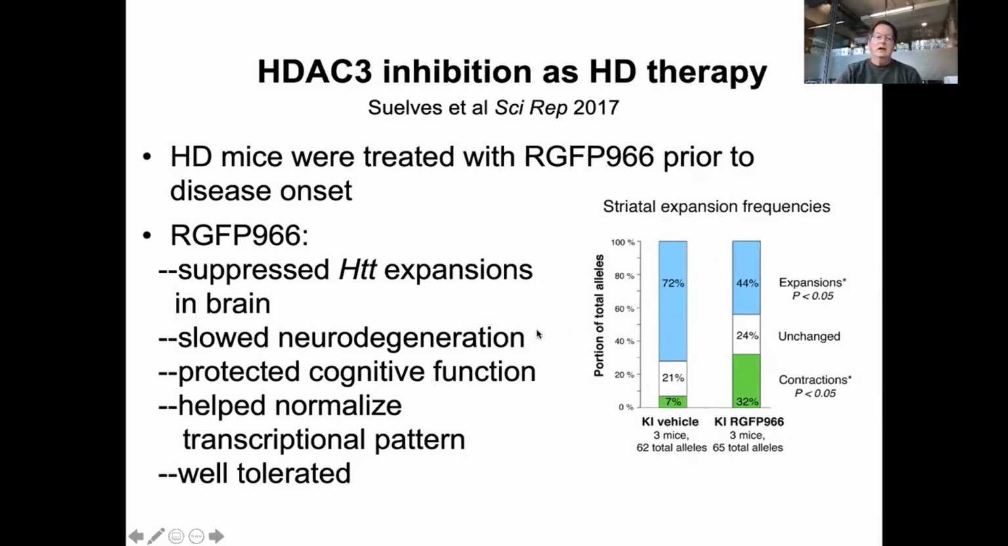And then Silvia and Nuria showed that in terms of neurodegeneration, it was slowed. They showed protected cognitive function. They showed that it helped normalize the transcriptional pattern in the striatum, and that the drug was well tolerated, at least to the extent that we could measure. So quite a successful study then.